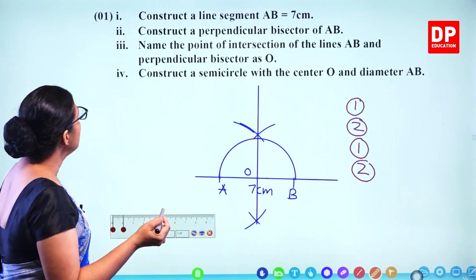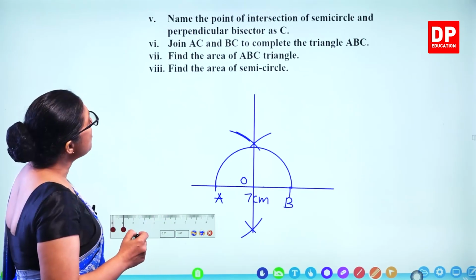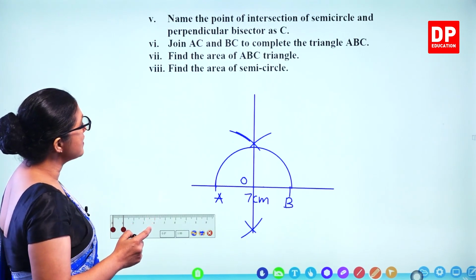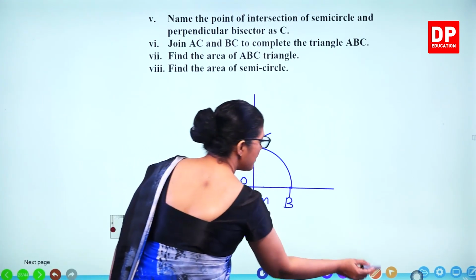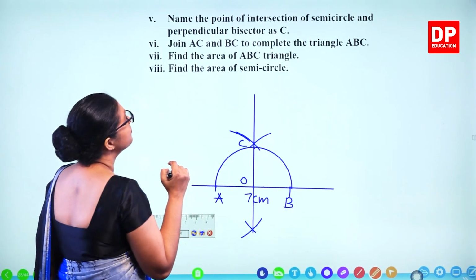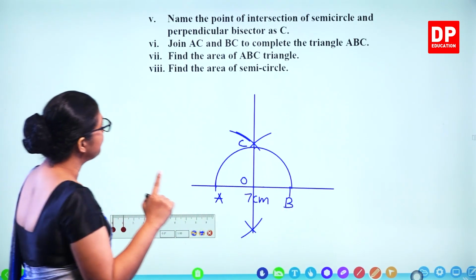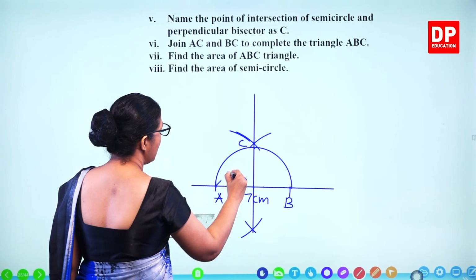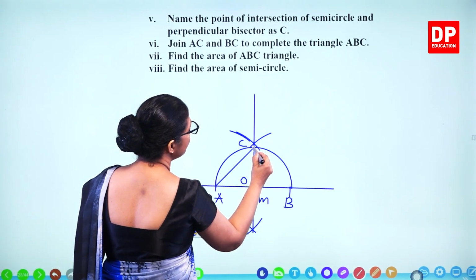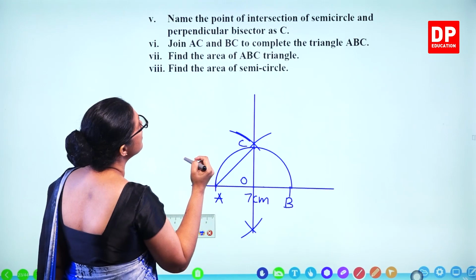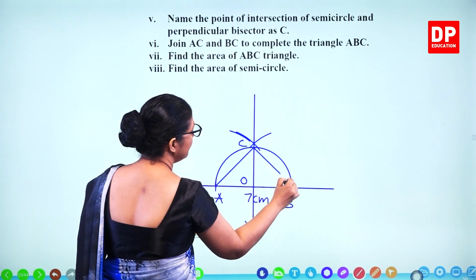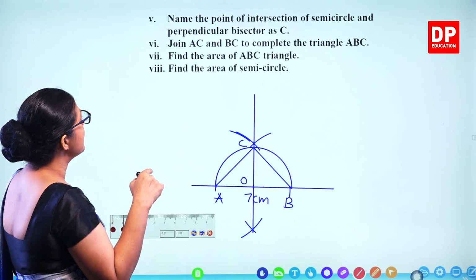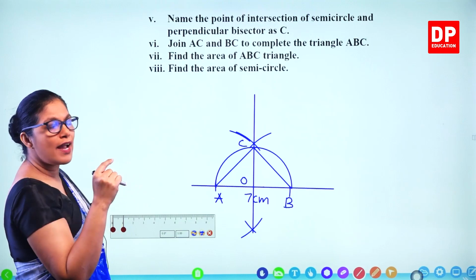Now we'll do the next part. Name the point of intersection of the semicircle and the perpendicular bisector as C. So this point is C. Join AC and BC, so you need the ruler. Join AC and BC to complete the triangle ABC. Find the area of triangle ABC.